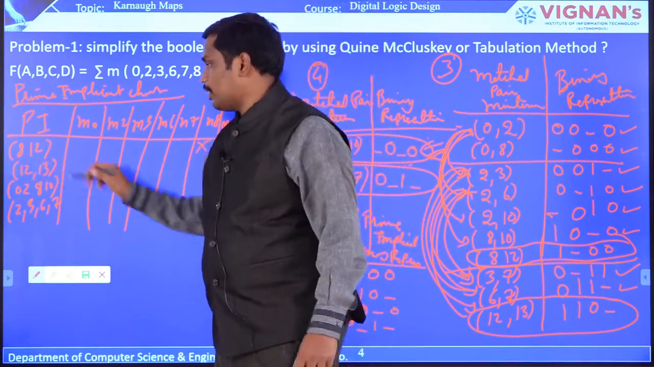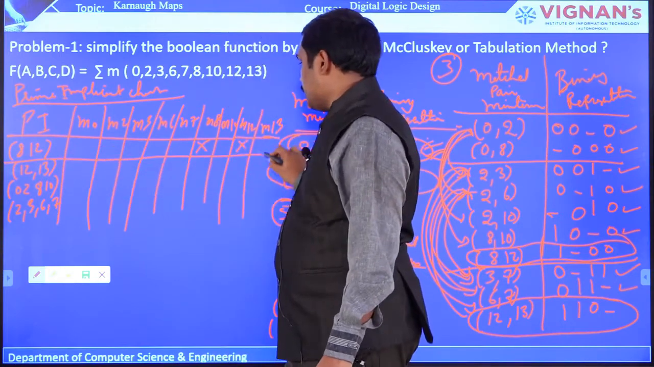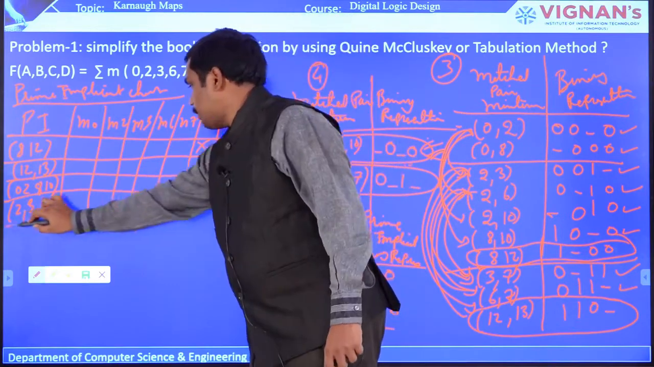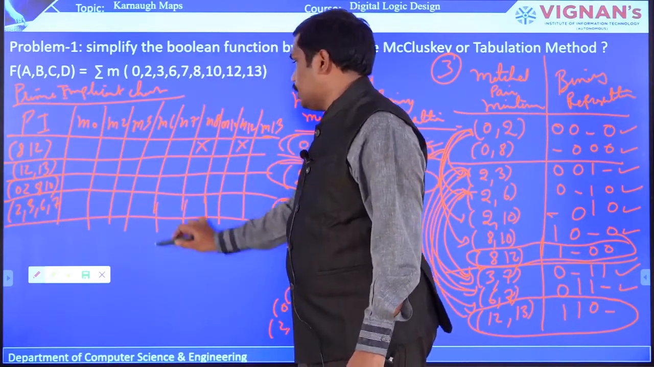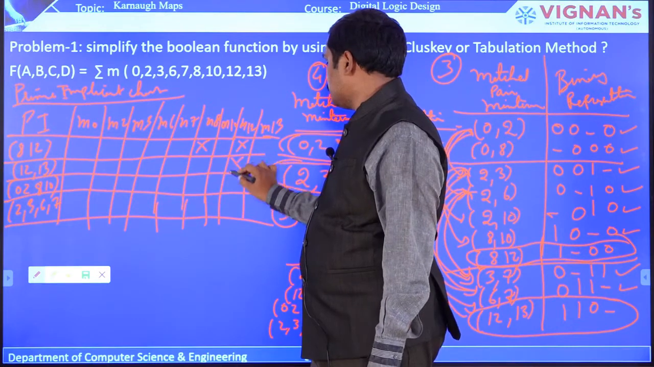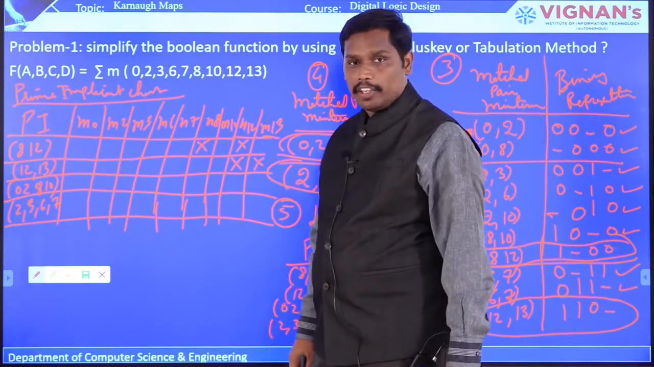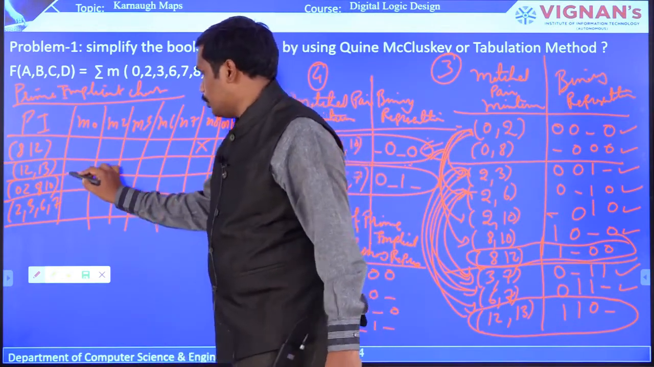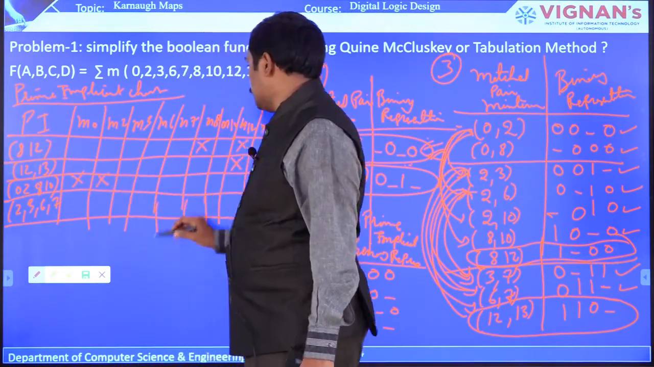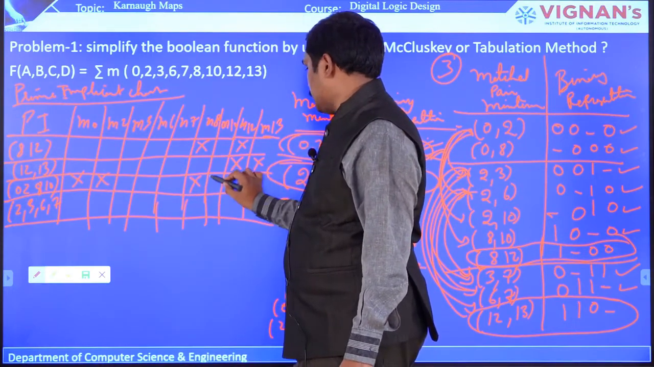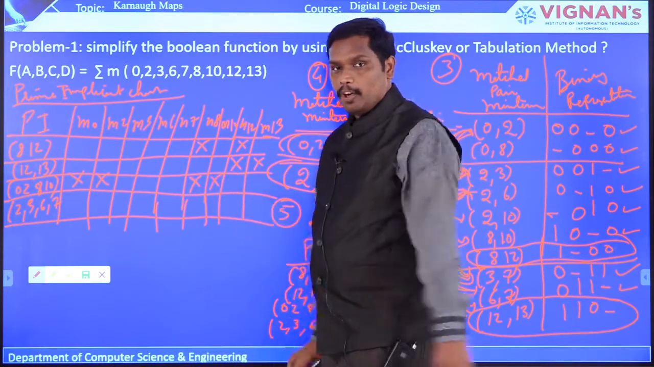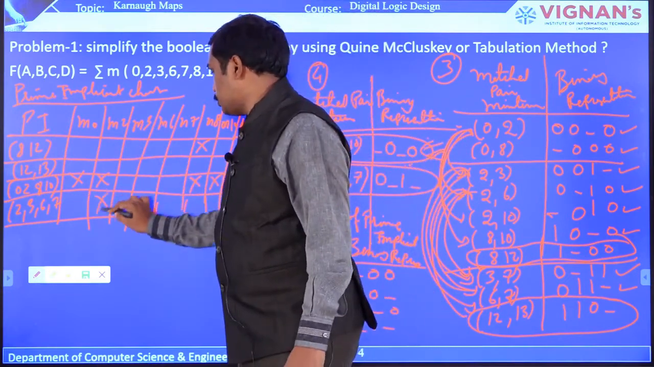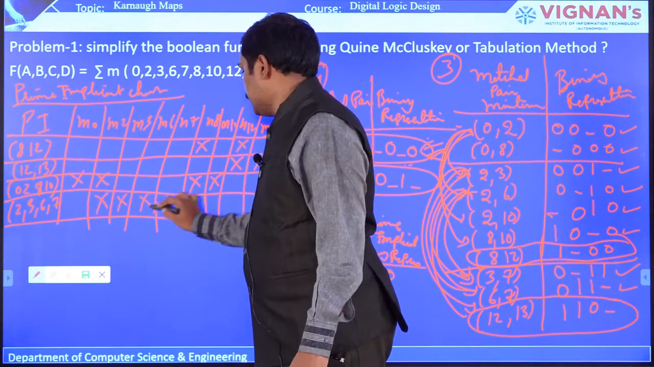Now tell me for 12 and 13. 12 is here, 13 is here, so 2 X marks I have already done. In the same way for 0, 2, 8 and 10. Hope you got how to plot this prime implicant chart, and then 2, 3, 6 and 7.